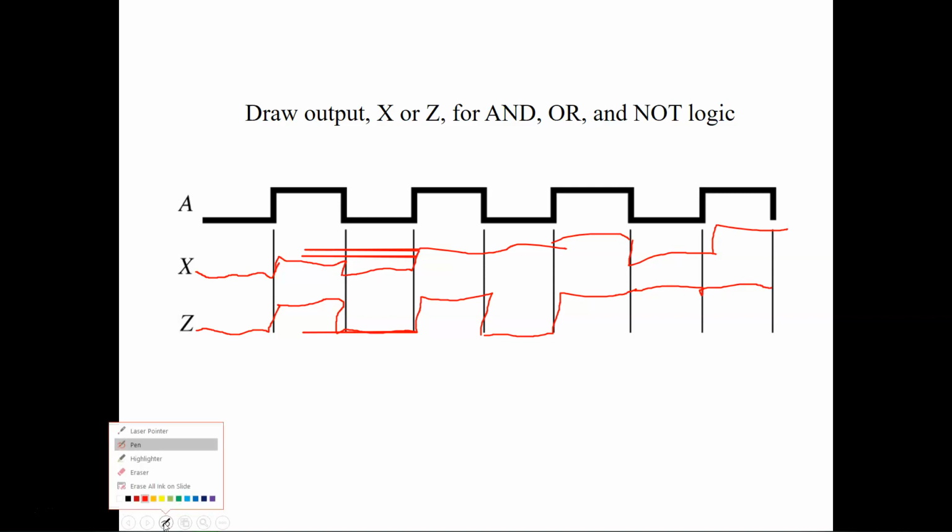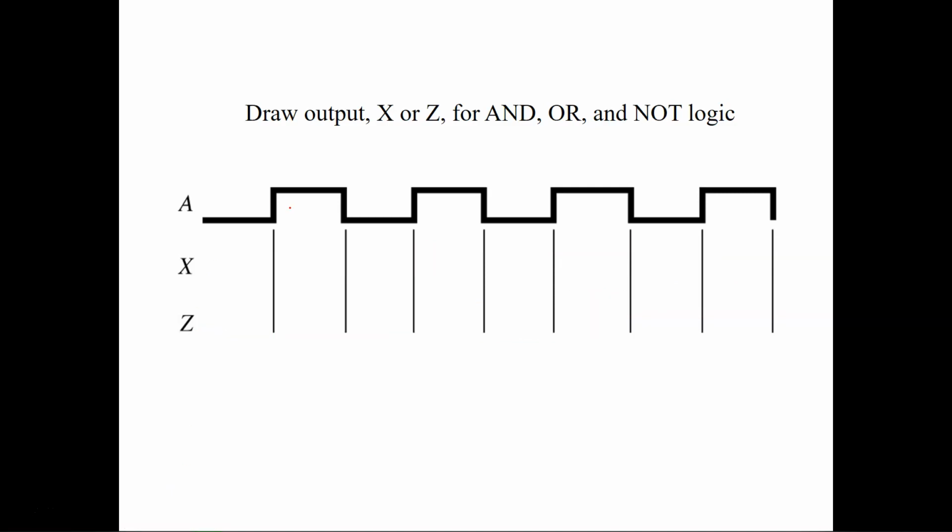OR logic doesn't really care. OR logic, I could have X high, Z high, X high, Z high, and I can have both of them high if I really want to.